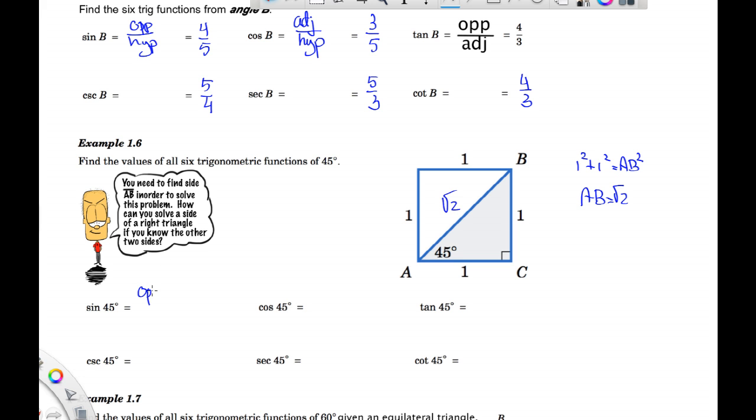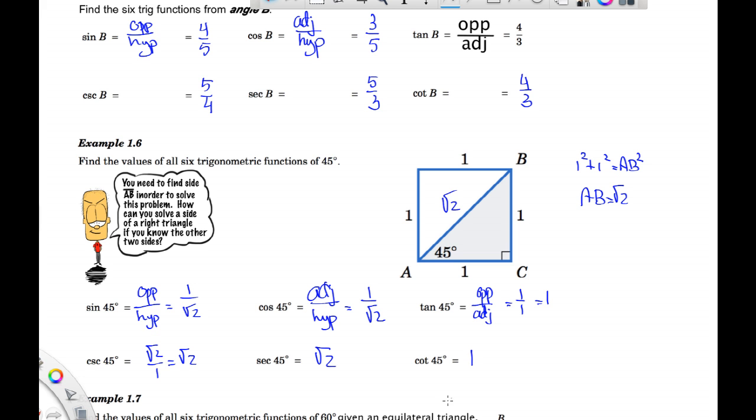So sine 45, opposite over hypotenuse, right? So opposite is 1 over the square root of 2. I'm okay with you leaving square roots in the bottom, so you don't have to change that. So this is adjacent over the hypotenuse, and that means it's 1 over the square root of 2, still. And then the tangent is opposite over adjacent. Well, they're the same, and 1 divided by 1 is 1. And then for these, we can just flip them. The cosecant is the reciprocal of this, so it's the square root of 2 over 1, which is usually written as the square root of 2. Same thing over here, and 1 flipped is still 1.